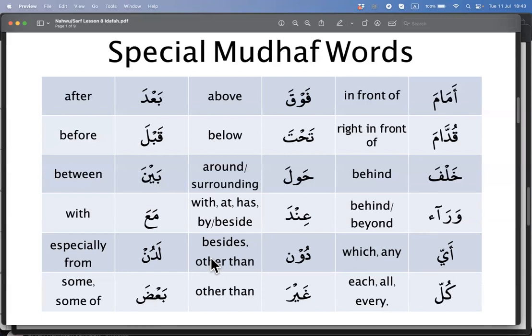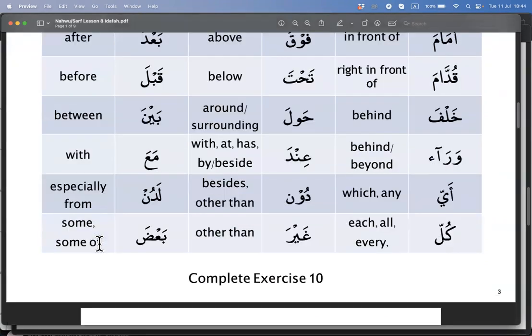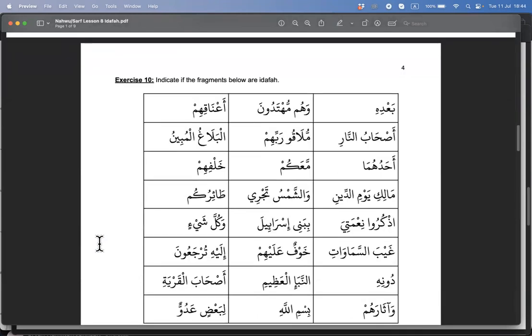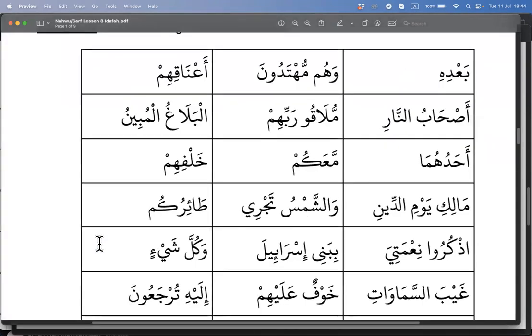For example, in the Quran, maybe you have noticed kulun, even in the last two ayah of Surah Baqarah, amana rasul, kulun amana. That one has no mudhaf ilayhi, so that's why it becomes heavy. But usually they will have mudhaf ilayhi, so they're going to be light. Clear? Inshallah. Okay, so now you tell me whether they are idofa or not.